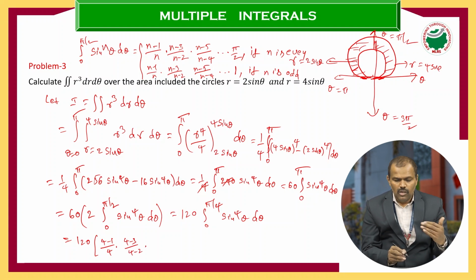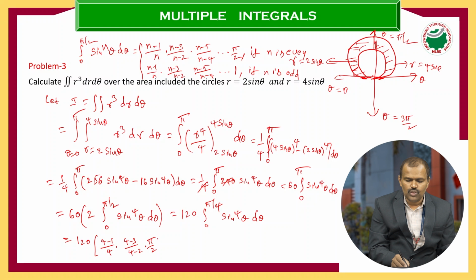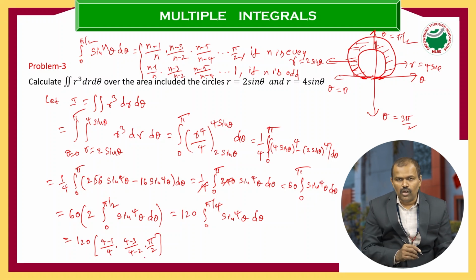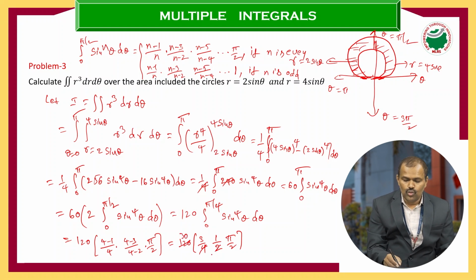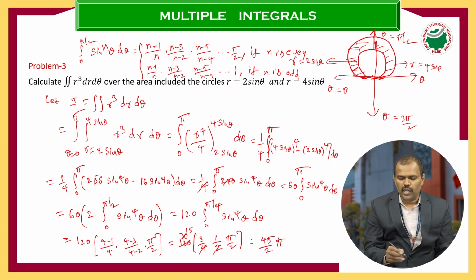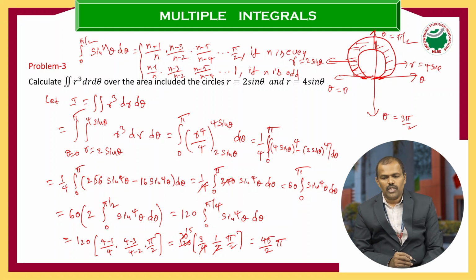Next term will not get. Last term is pi by 2. I just applied that formula. So that is equal to 120 into (4 minus 1)/4 and (4 minus 3)/2 into pi by 2. The 4 in this 120, 30 times cancels, and 2 in this 30, 15 times cancels. So 3 15s are 45 by 2 into pi. So 45 by 2 into pi.